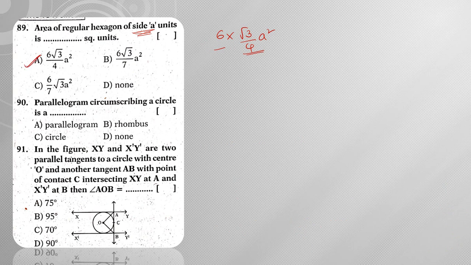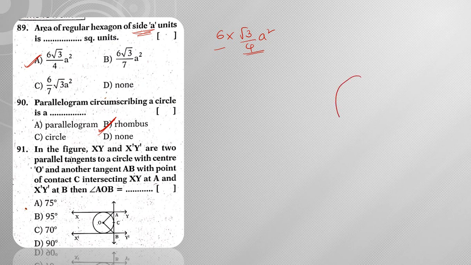Next, parallelogram circumscribing a circle is a rhombus. Right. Next, in the figure, XY and X dash Y dash are two parallel tangents to a circle with center O, and another tangent AB with point of contact C intersecting XY at A and X dash Y dash at B. Then what is the angle AOB? So angle AOB is what you need to find.